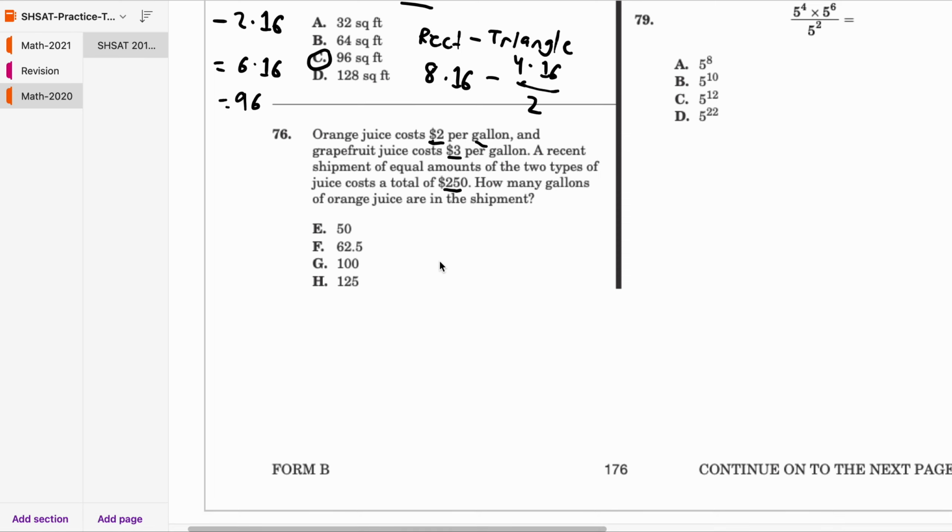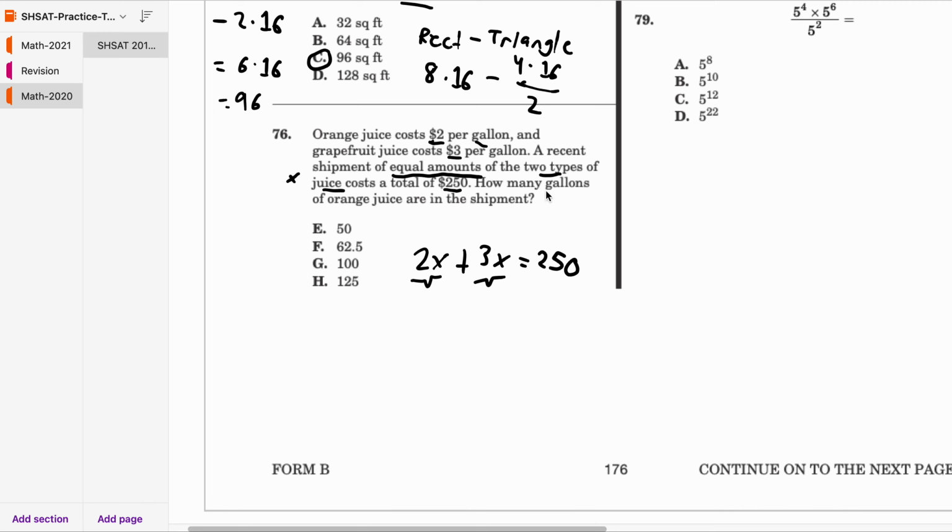So we have X amount of orange juice costing $2 per gallon. So this is the cost of orange juice. And then X amount of grapefruit juice costing $3 per gallon, right? Because we're being told that we have an equal amount of the two types of juice. So we assume that that equal amount is just X amount, and then we're multiplying it by the price of these things per gallon, right? So we have X gallons of orange juice, and then $2 per gallon of orange juice, right? That's the price. So that's why our equation makes sense. And we know that the total cost of both of these juices is going to be $250.